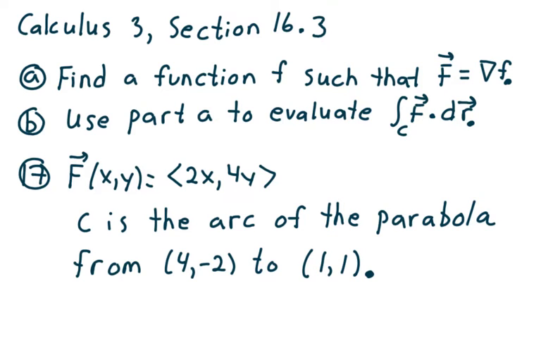Find a function little f such that capital F is the gradient of little f. Use part A to evaluate the integral over C of F dot dr. Problem 17: Suppose capital F of x, y is the vector with components 2x and 4y. C is the arc of the parabola from the ordered pair (4, -2) to the ordered pair (1, 1).